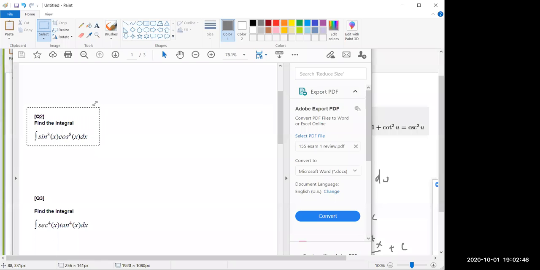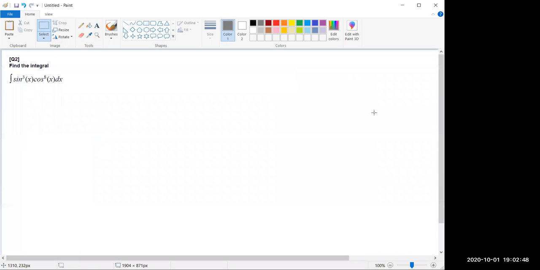This one, question 2. This one says to find the integral of sine cubed cosine to the 8th of x. So this is also one where you have to split one of them. Which one do we split here and why?